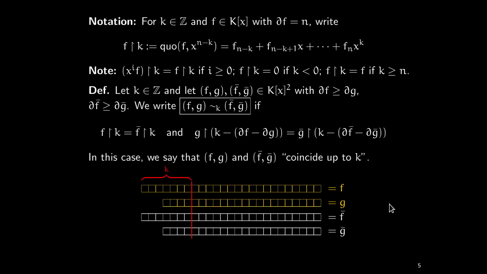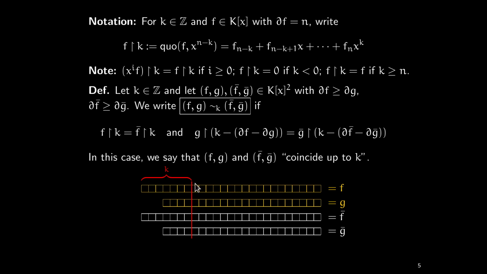Now here's a picture. f and g are yellow, and f bar and g bar are white. To coincide up to k means that, and this expression takes into account that g will typically be smaller than f, if I'm thinking of this pair as an instance of the pair that you have during the execution of the Euclidean algorithm.